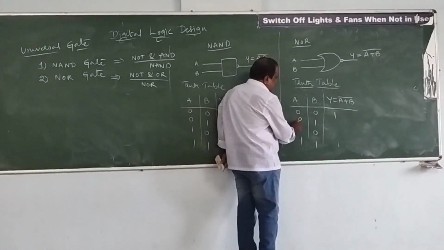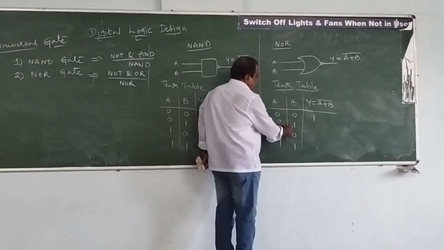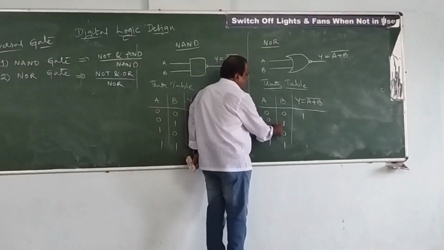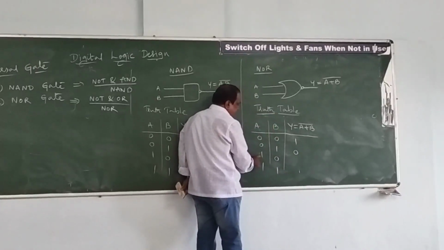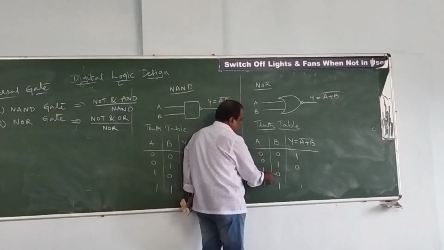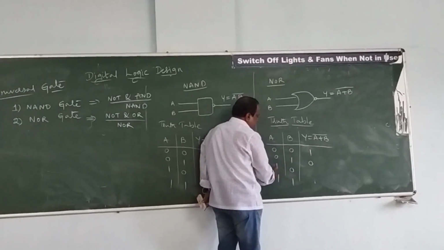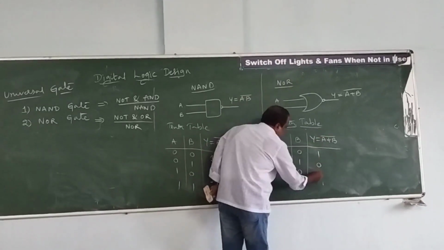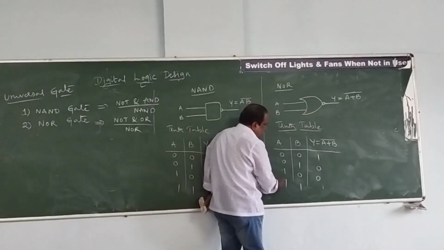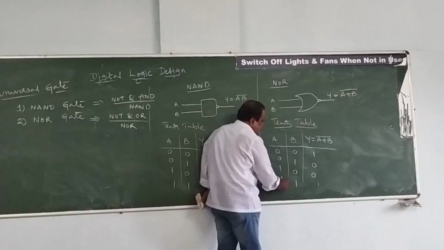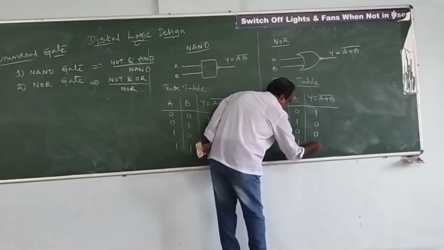Next case, students, you can see 0 and 1 here. A is 0 and B is 1. So 0 plus 1 is 1 and 1 bar becomes 0. Again the third case, A is 1 and B is 0. So 1 plus 0 is 1 and 1 bar becomes 0. And the last case, with two variables, A is 1 and B is 1. So 1 plus 1 is 1 and 1 bar becomes 0.